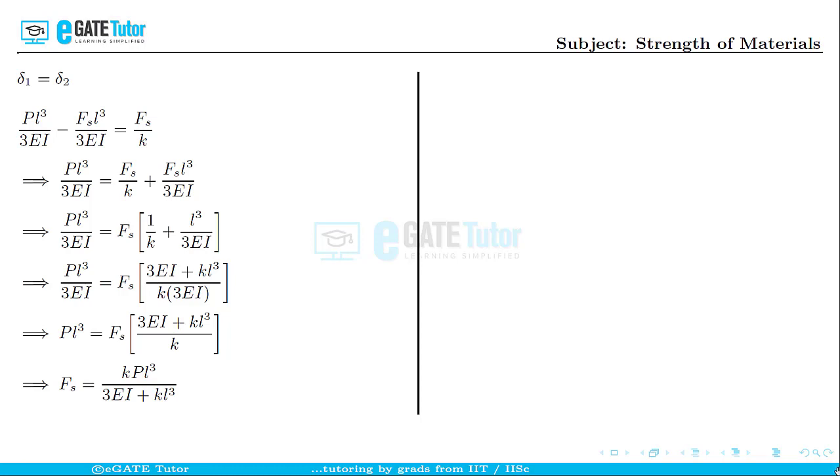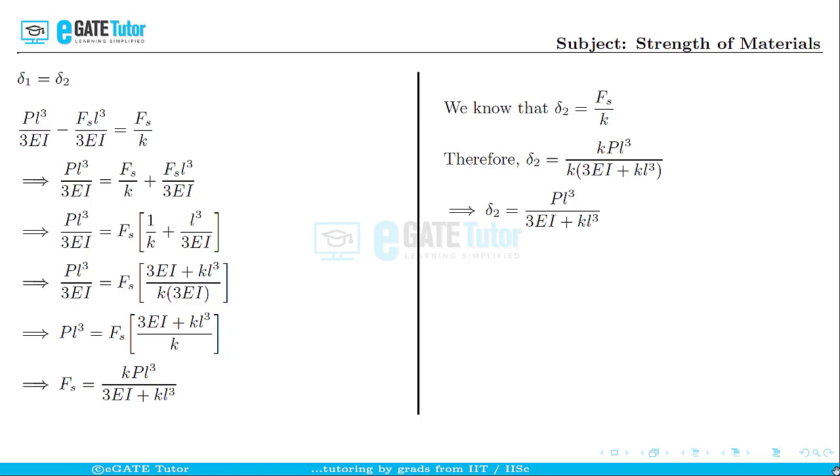Since we know that delta 2 is equal to Fs by K, let us substitute this Fs in this equation to get delta 2 is equal to K PL cube by K into (3EI plus KL cube). That gives us delta 2 is equal to PL cube by (3EI plus KL cube).